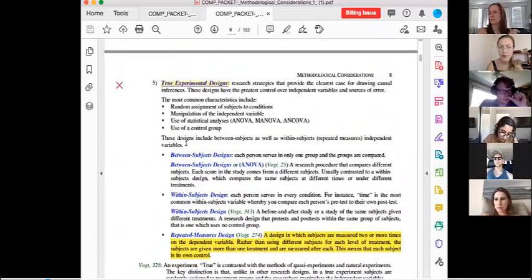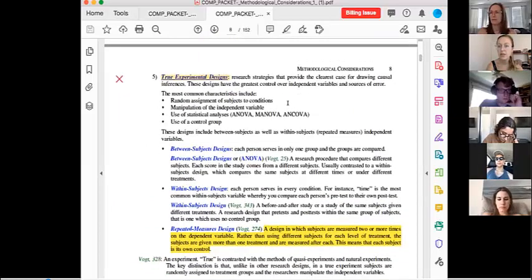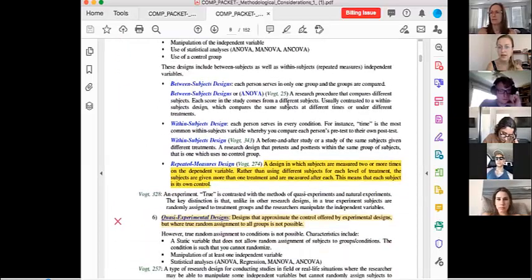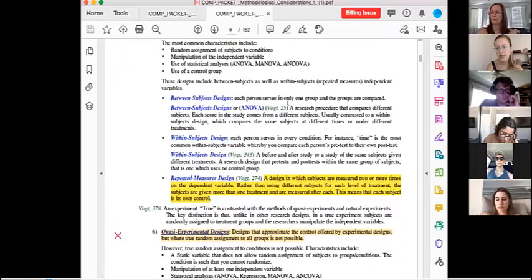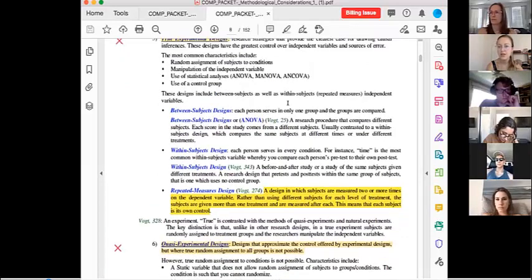Remember that with true experimental designs, you're actually manipulating something, right? And then with quasi-experimental designs, sometimes there's a variable that you're not able to manipulate, such as gender, SES, right? Like you can look at them as independent variables, but you can't assign somebody a gender for the purpose of your experiment.